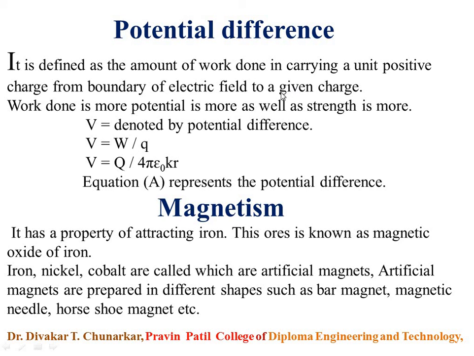Here V equals potential difference. So in mathematical form, V equals W upon Q, where W is the work done and Q is the electric charge. So V equals Q upon 4 pi epsilon 0 r. So this equation represents the potential.